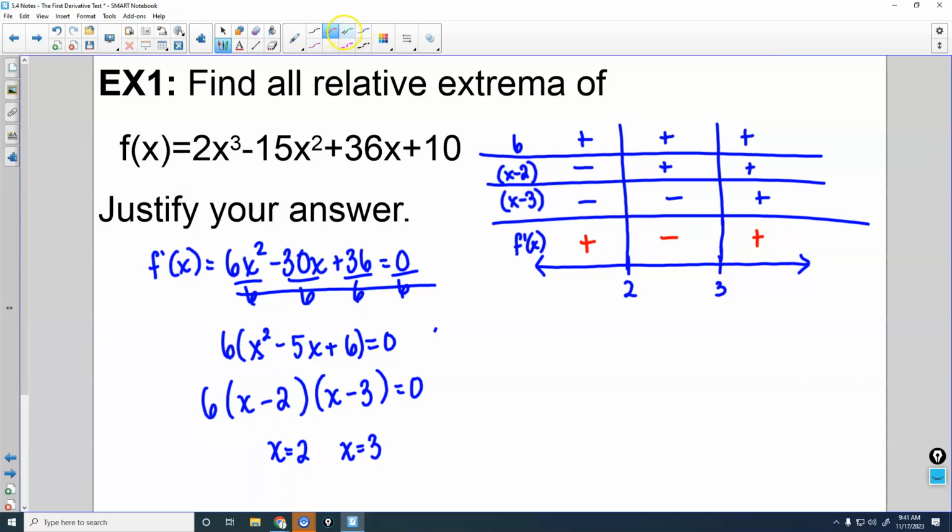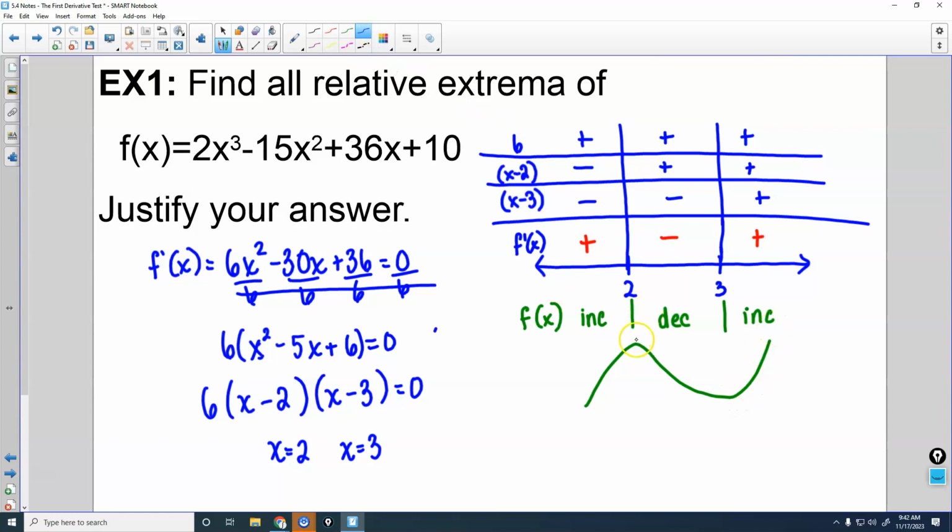So if we think about what this means for f of x, let's write this down here. F of x below 2 is going to be increasing. Then, since our derivative is negative between 2 and 3, f of x will be decreasing, and then it will increase again. So, we have a change. We're increasing till here, where we switch to decreasing, till here, where we switch back to increasing.